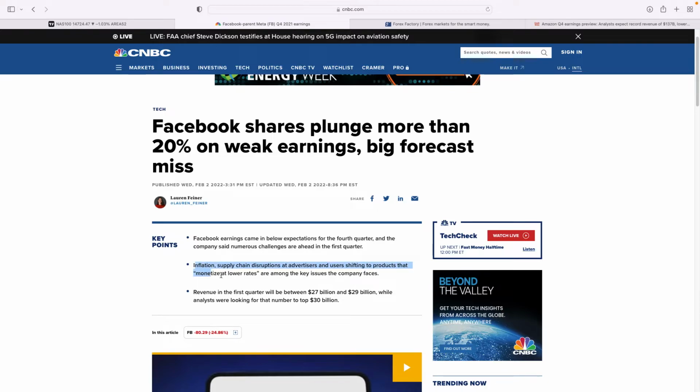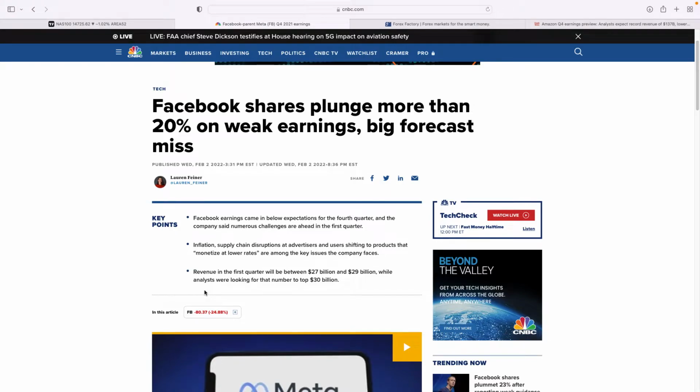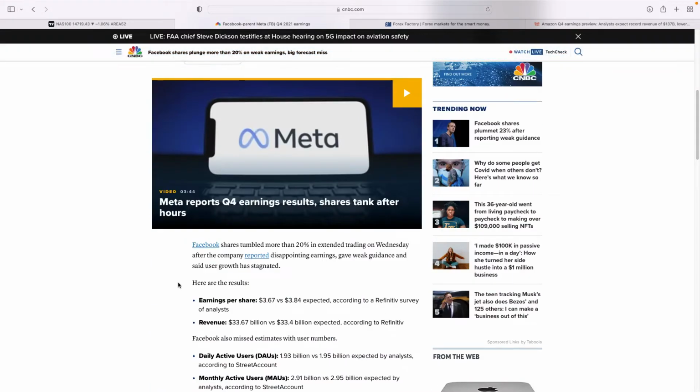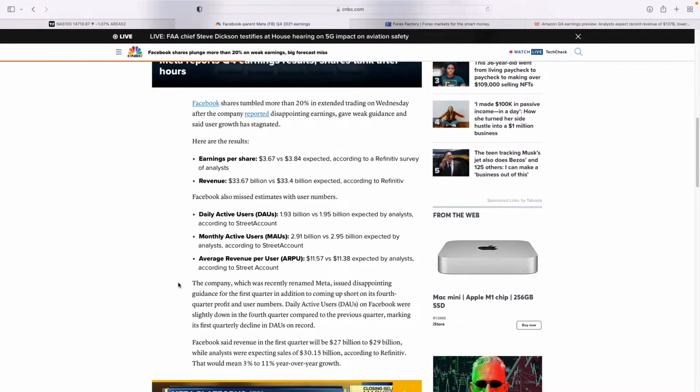They also say that inflation, supply chain disruption at advertisers and users shifting to products that monetize at lower rates are among the key issues the company faces. It also says here revenue in the first quarter will be between 27 billion to 29 billion, while analysts were looking for that number to top 30 billion as well.